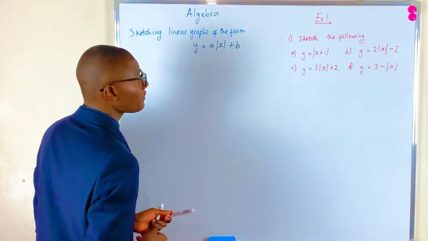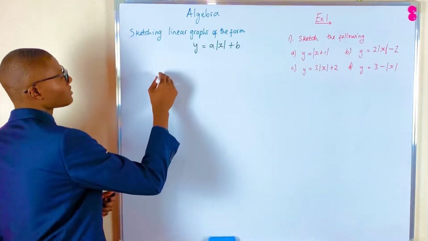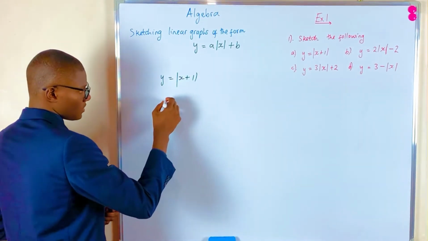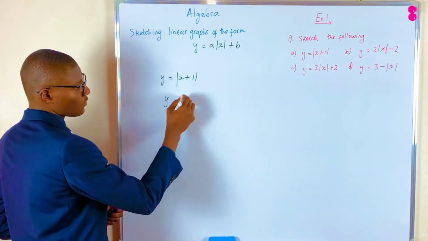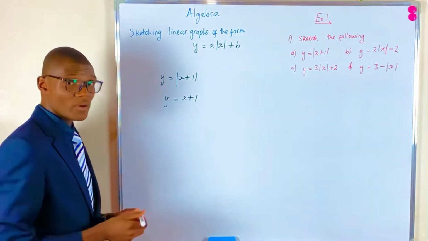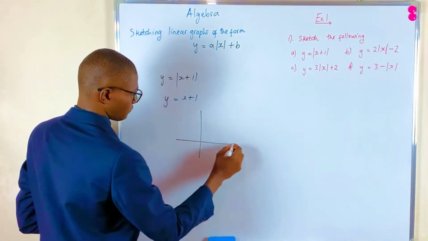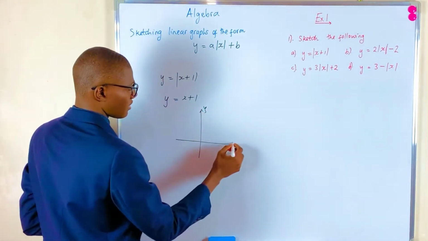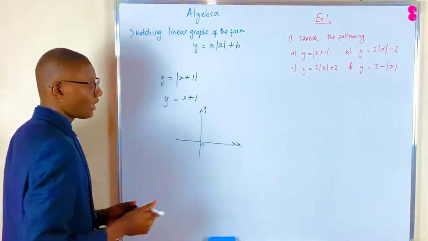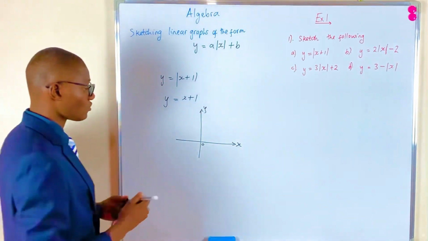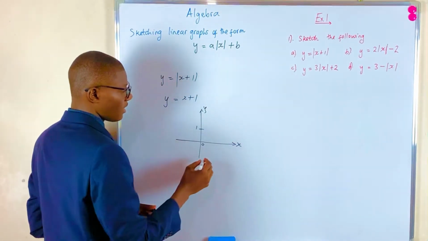For the first one, we need to come up with the sketch for y is equal to the modulus of x plus 1. First of all, we can just come up with the sketch for y is equal to x plus 1. There's the y, and there's the x, there's the 0 there. When x is equal to 0, y is equal to 1, so we've got a 1 there.